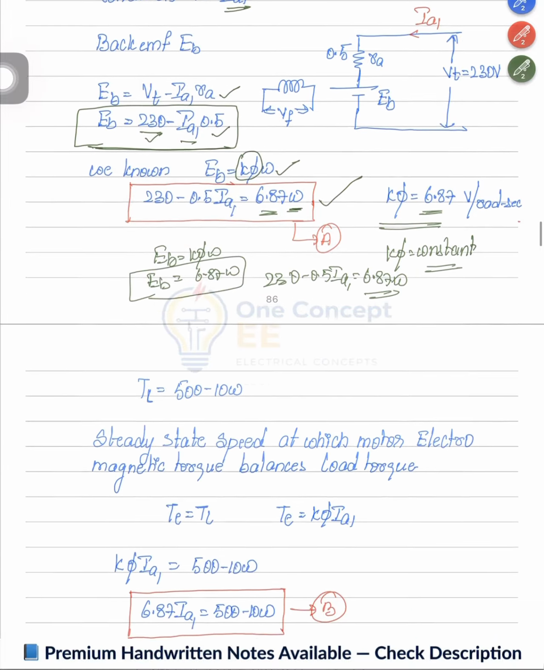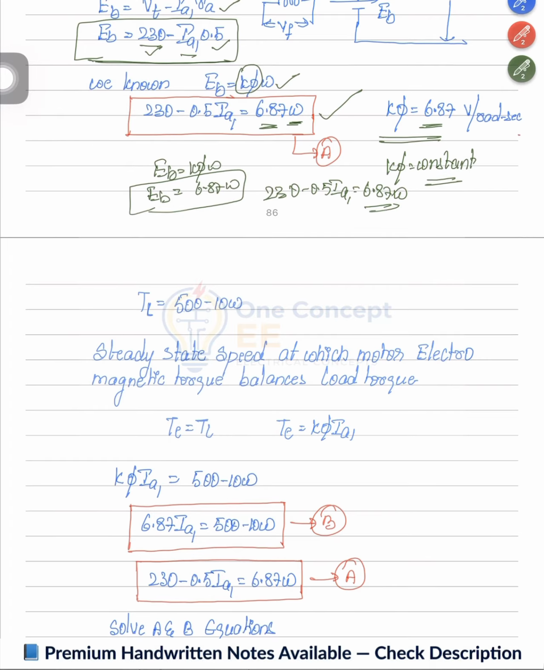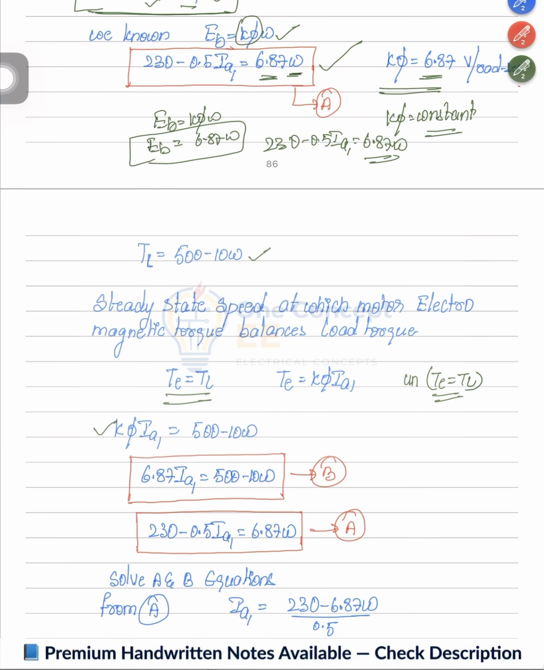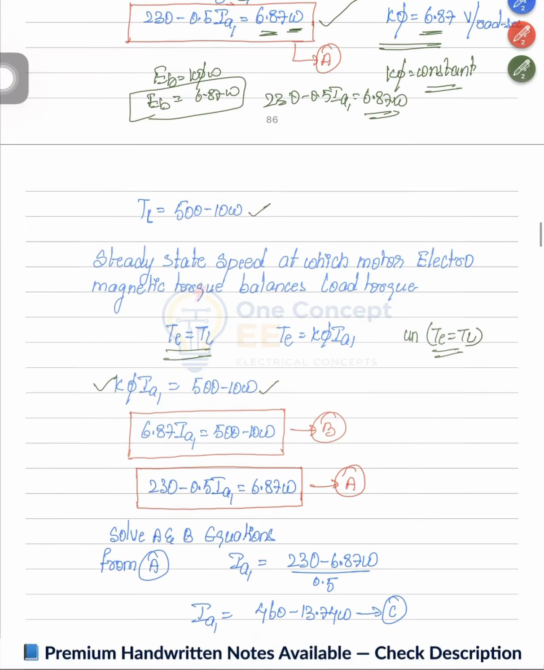Now the motor is driving a load torque. The load torque expression is TL equal to 500 minus 10 omega. We know that under steady state condition, electromagnetic torque will balance load torque. The electromagnetic torque T equal to K phi Ia1, and the load torque is 500 minus 10 omega. Equating both expressions, with K phi equal to 6.87, I got 6.87 Ia1 equal to 500 minus 10 omega. I am naming this equation as B.